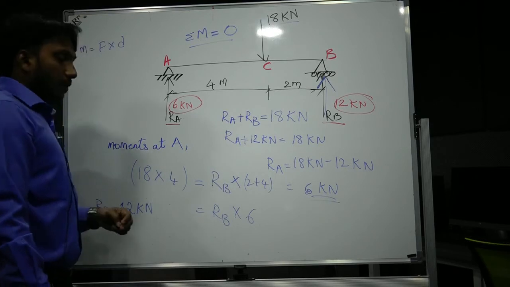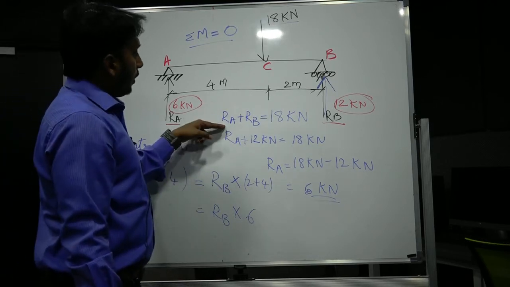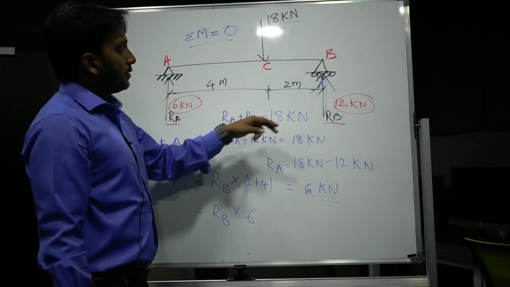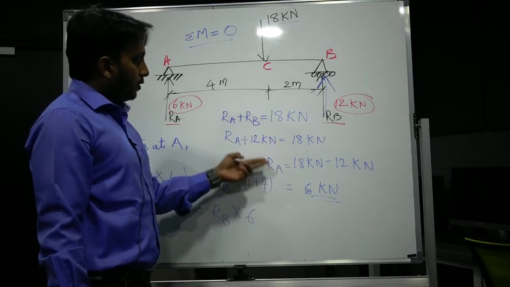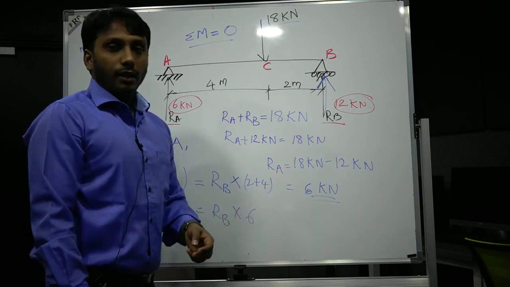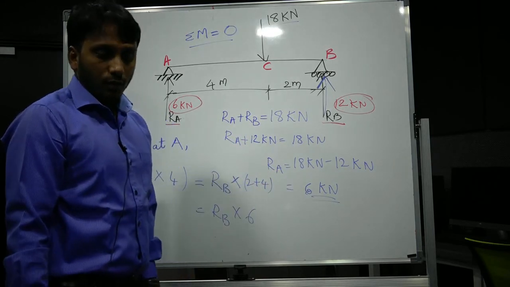So once you know this RB is 12 kilonewton, we have an equation RA plus RB is equal to 18 kilonewton. So if you solve this equation, you will get RA as 6 kilonewton.